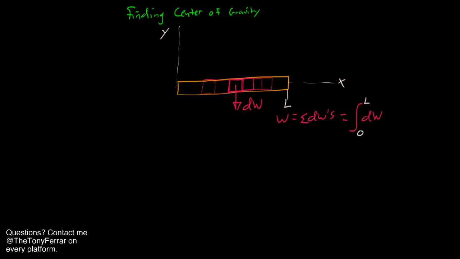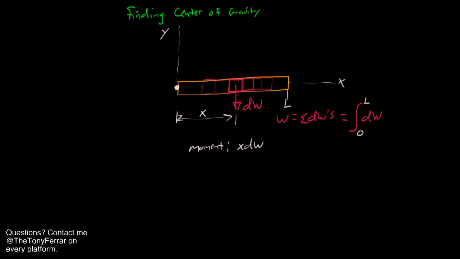Just like we could do that, we could also think of the fact that each one of these differential weights is going to create a moment about the origin here. All right, so for this distance x, that would be the moment arm that dW acts over. The moment created by dW looks like x times dW. And don't worry about the signs. Technically, this would be negative, right, because it's a clockwise rotation. We don't need to worry about that here.